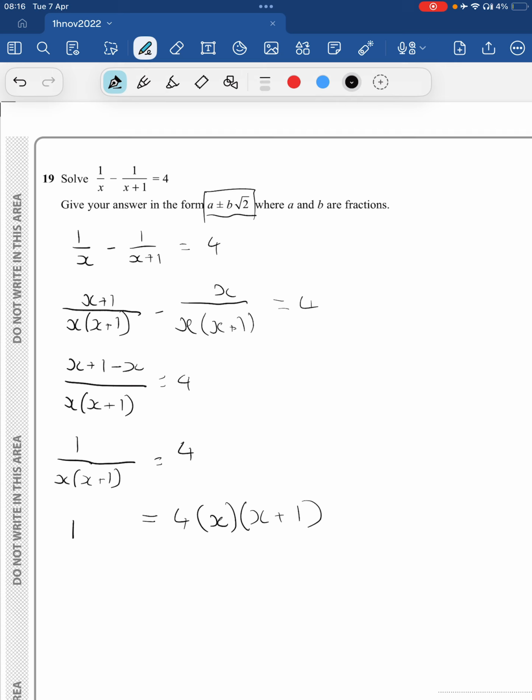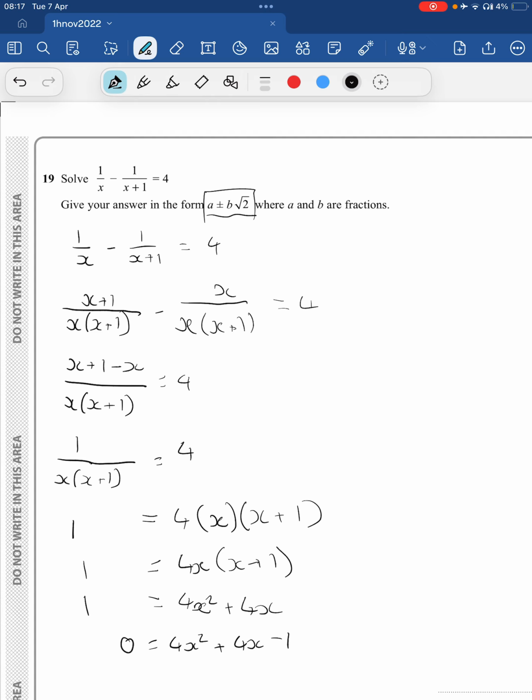x plus 1. And now I can expand, so 4 times x plus 1. So that's going to give me 4x squared plus 4x is equal to 1. So 0 equals 4x squared plus 4x minus 1.